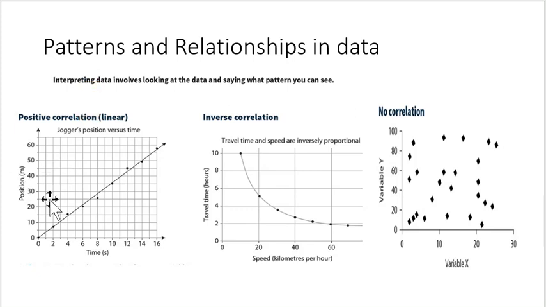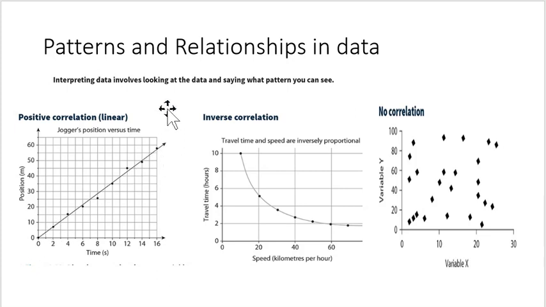If we have a look at this one here, this is a jogger's position versus time. As time goes by, time in seconds, the jogger's position changes. So they go from standing to moving, for example, nearly 60 meters within 16 seconds. This here is what's known as a linear relationship. When we plot these two data points in relation to each other, we get this straight line relationship. So this is a pattern.